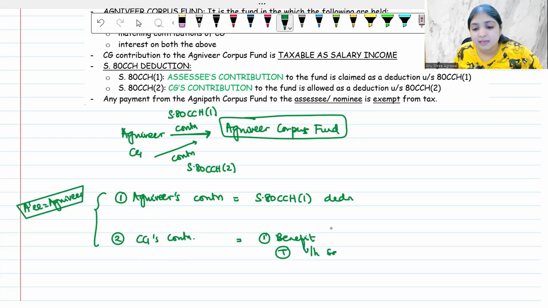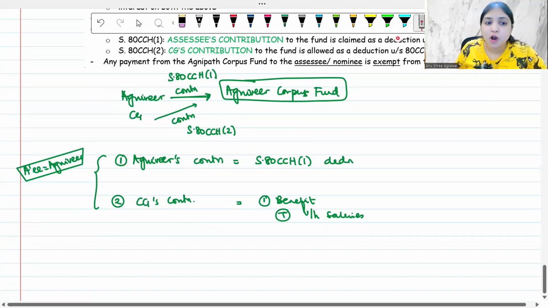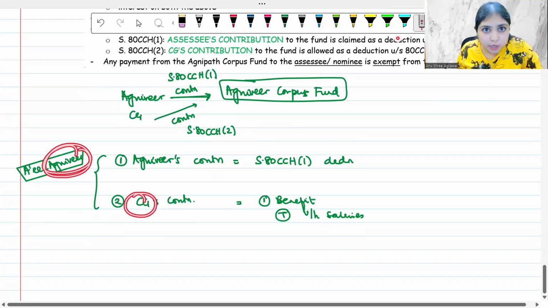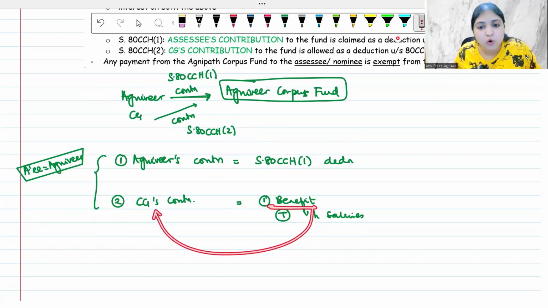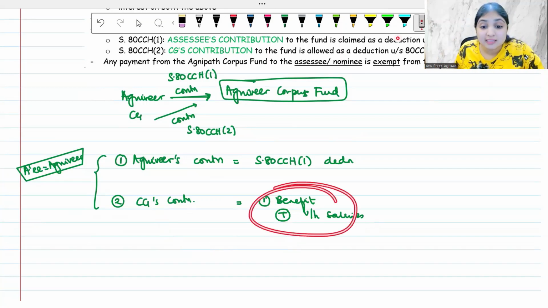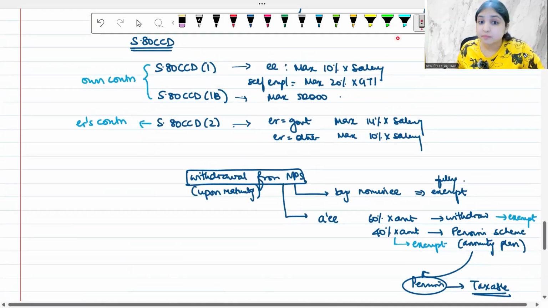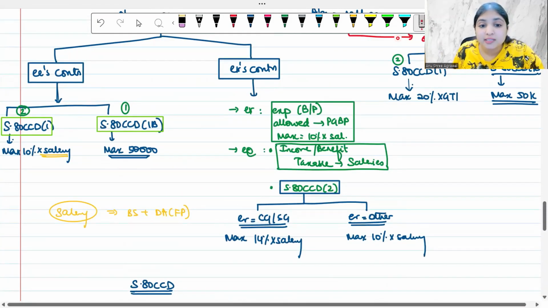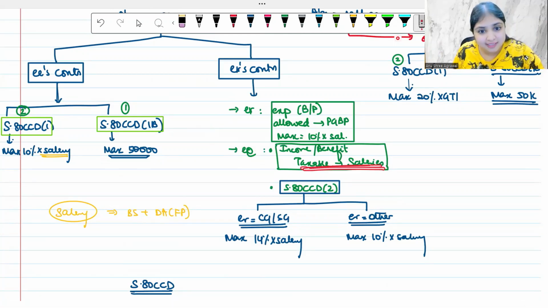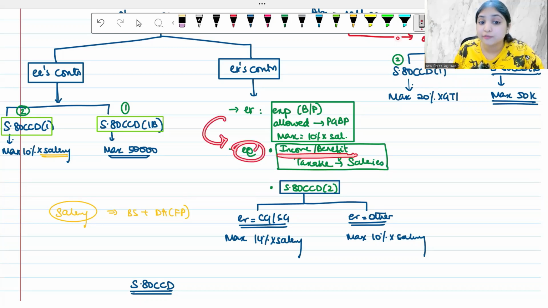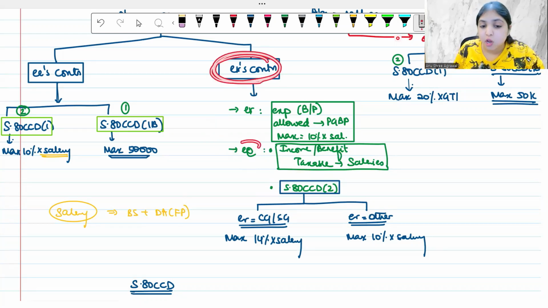Taxable under which head, guys? Taxable for him under the head salaries, because for the Agniveer, the central government will be his employer. So any benefit you get from the employer will go to the salaries head. Don't you think this is exactly what we did even in 80CCD? In 80CCD, the employer's contribution for the employee, we tax it under the salaries head. We said for the employee, it's a benefit which the employee has enjoyed from the employer, which we will tax under the head salaries.